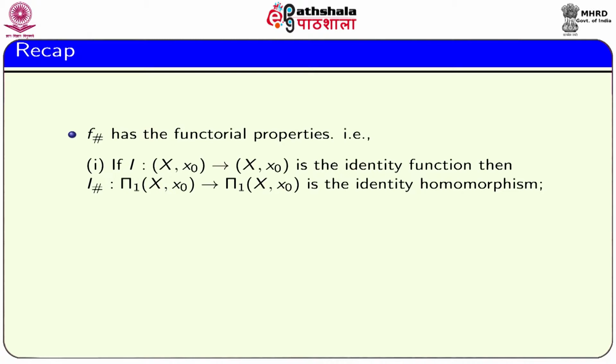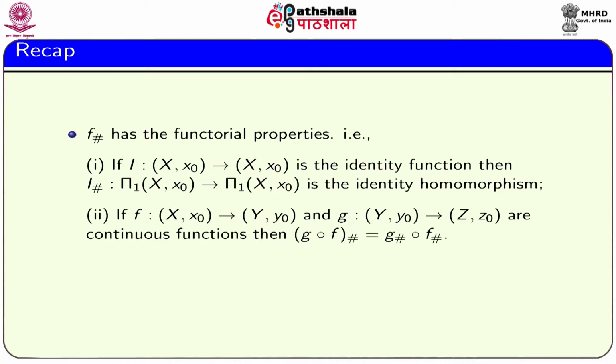If I is the identity function from a topological space X to X, then the induced homomorphism I sharp between the corresponding fundamental groups is the identity homomorphism. If f is a continuous function from X to Y which takes x0 to y0, and g is a continuous function from Y to Z which takes y0 to z0, then (g composed f) sharp is equal to g sharp composed f sharp.